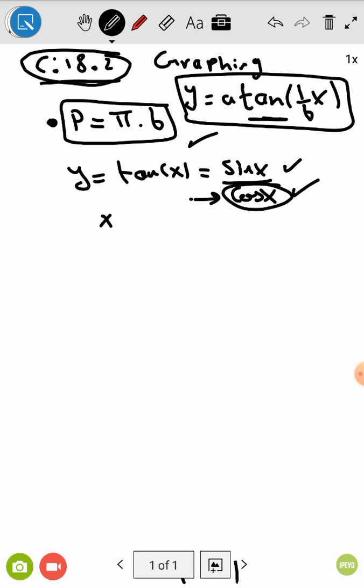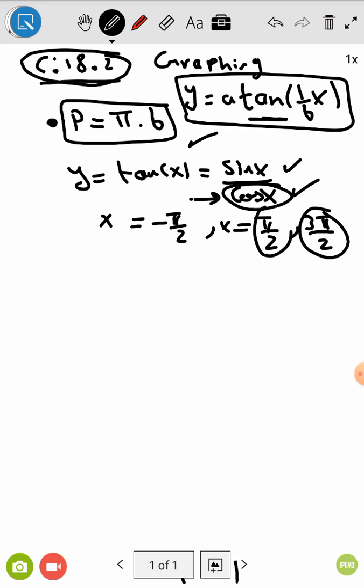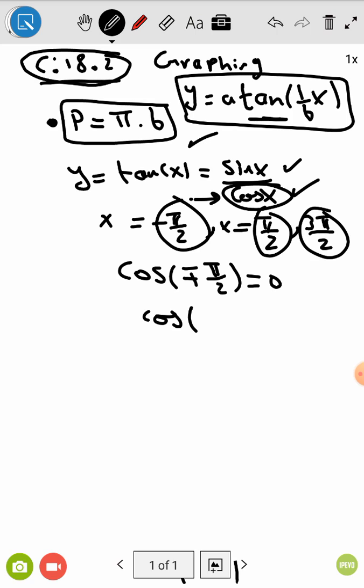And if you remember, if x, for example, is negative pi over 2 or pi over 2, or 3 pi over 2, for all of these angles the cosine is 0. Cosine of plus or minus pi over 2 is equal to 0. Cosine of 3 pi over 2 is equal to 0. So we have asymptotes here.